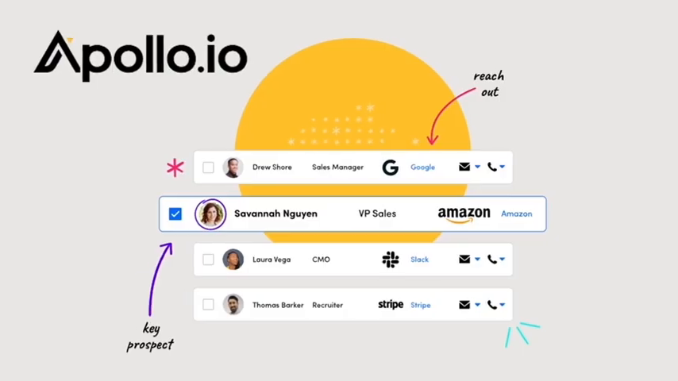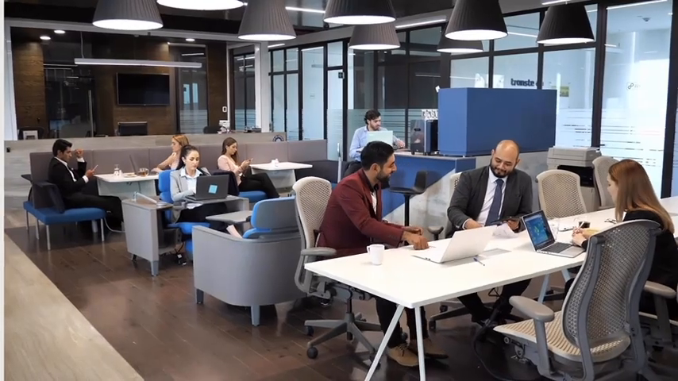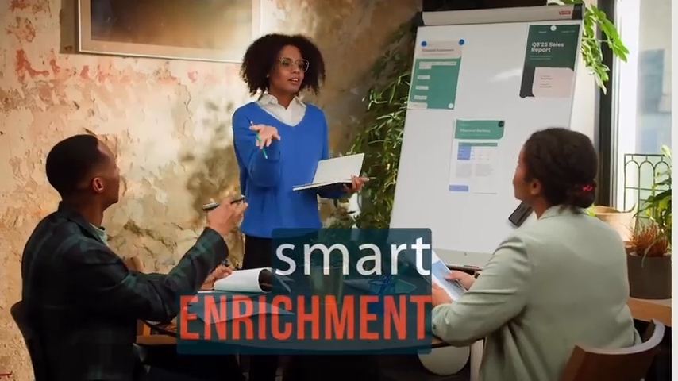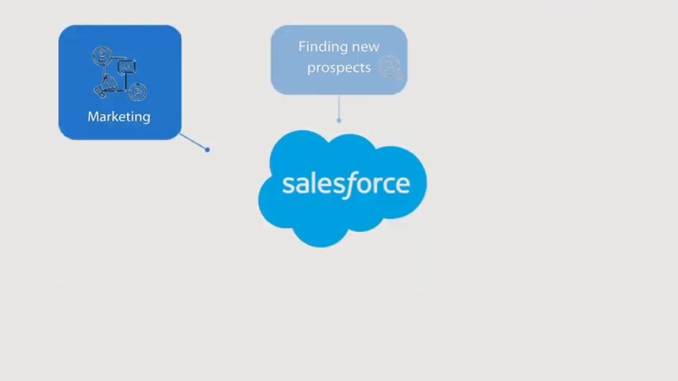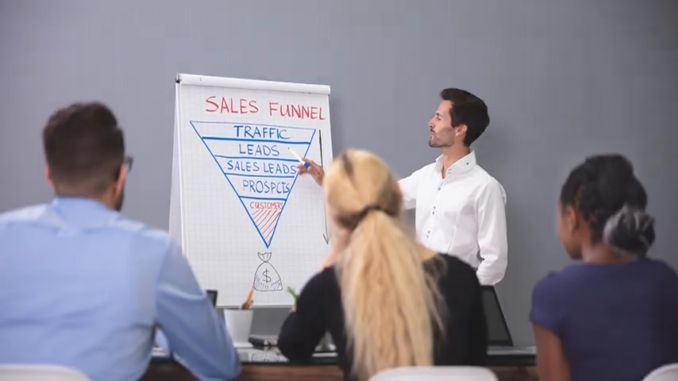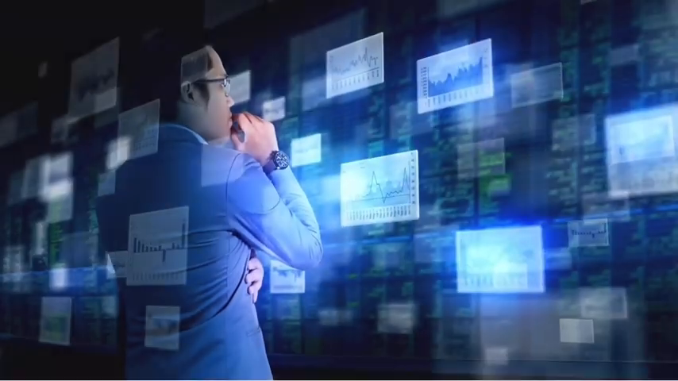Step 2. Smart enrichment. Use Clearbit or Apollo to enrich lead data, like company size or funding, for accurate lead routing. Step 3. Automate segmentation. Use ActiveCampaign or Salesforce to tag leads by behavior, like clicks or visits, and auto-route them.